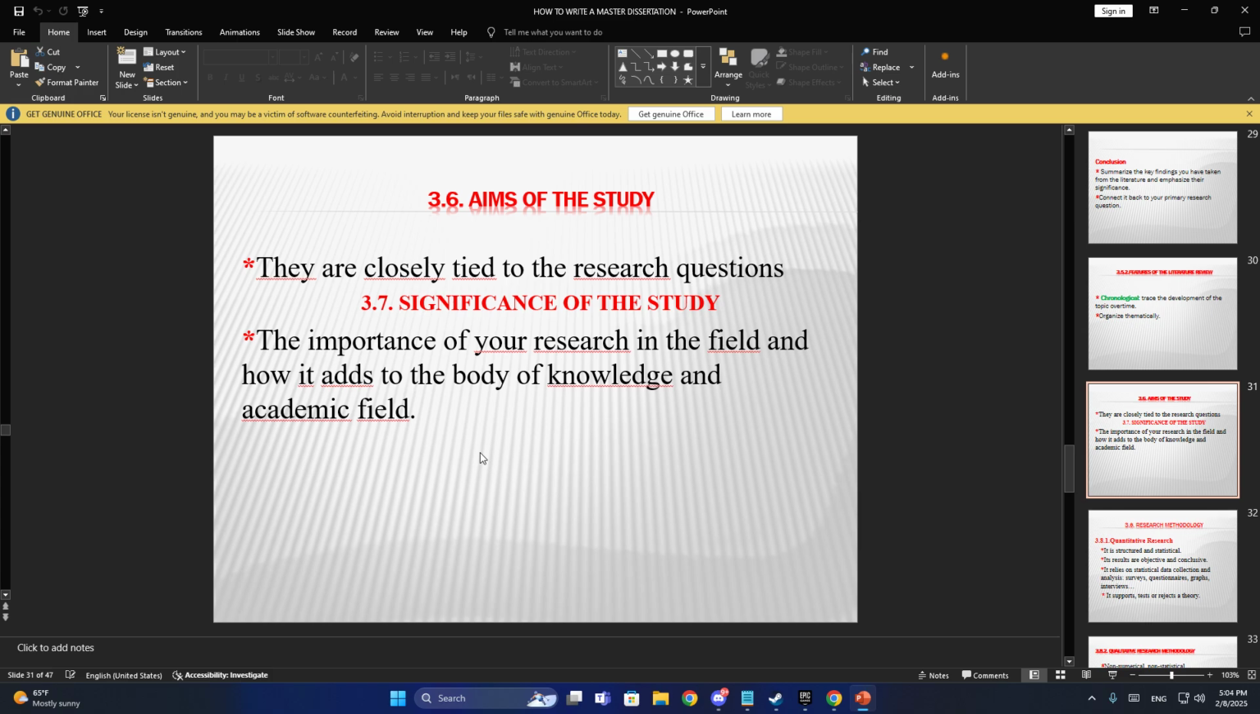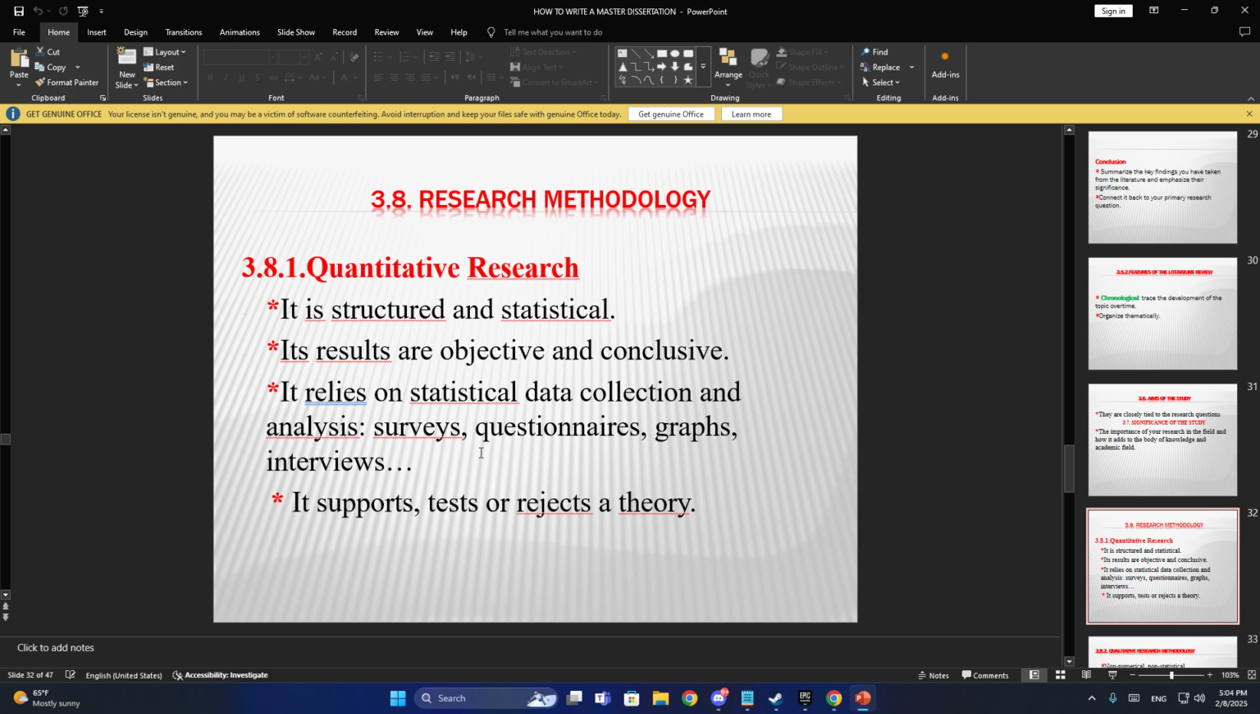Here I am going to define to what extent my dissertation is important in relation to the field of knowledge. Now going to the idea of research methodology. I know that you have studied research methodology in your module. Most of the time we use quantitative research, qualitative research, and descriptive research, right? So I'm not going to take a long time. I think it is clear.